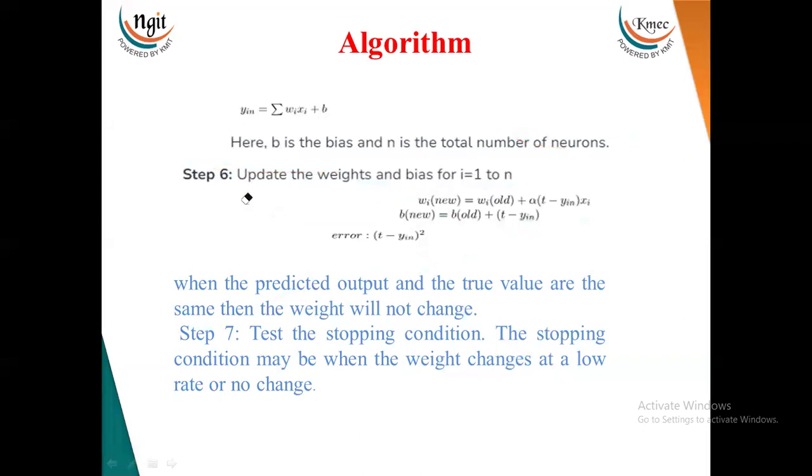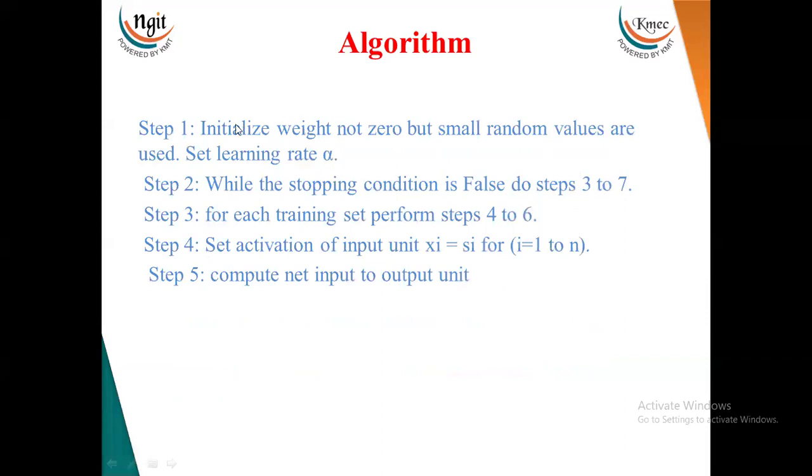First we'll discuss all the weights, then we'll go on. First we read out the steps. First we initialize all the weights. Weights should not be 0, they should be some random values. And we set the learning rate. While the stopping condition is false, steps 3 to 7 are done. We stop when the activation value, whatever output we are getting, is equal to the target. Otherwise, if you go on changing the weights and there is still no change, we have to stop.